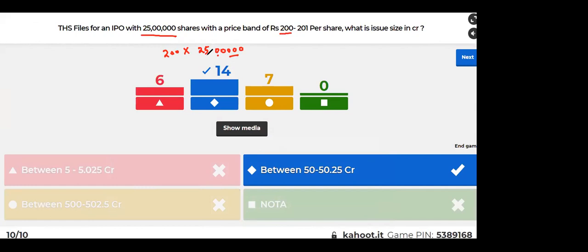25 into 2 is 50. So 8 zeros. So it is what? I hope all of you know that this is your 50 crores. It is 50 crore, right? So the answer is 50 to 50.25 crore. Yes or no? That is your issue size of the IPO.